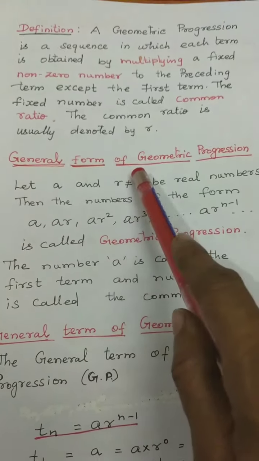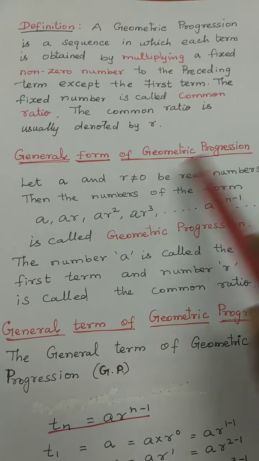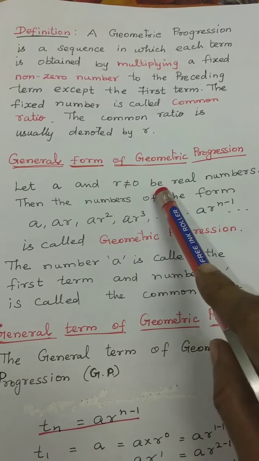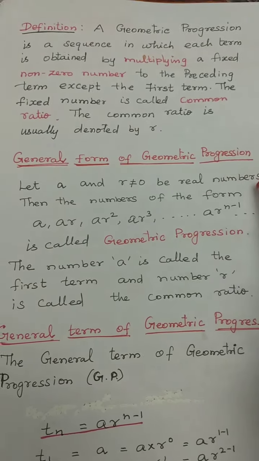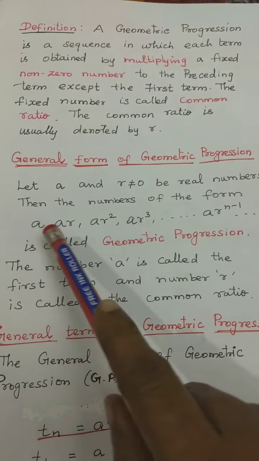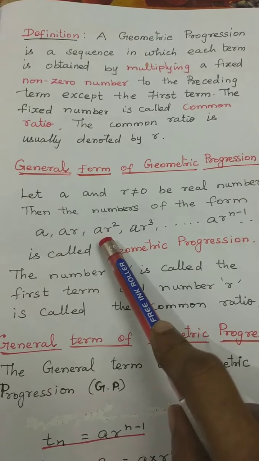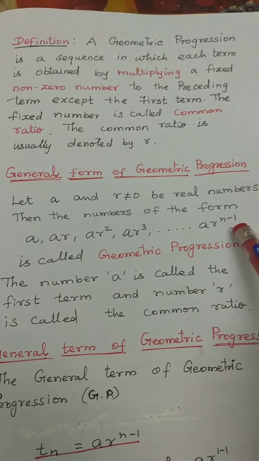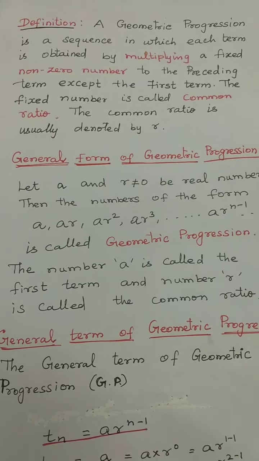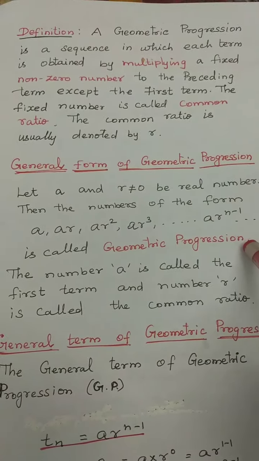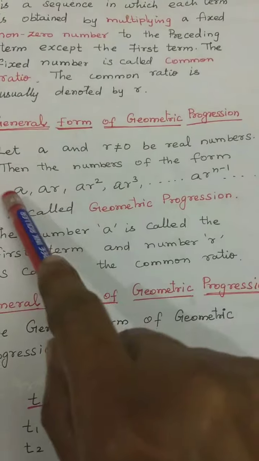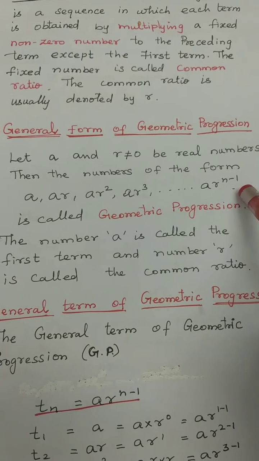Okay. The general form of geometric progression. Let a and r not equal to 0 be real numbers, then the numbers of the form a, ar, ar square, ar cube and so on, ar power n minus 1, is called the geometric progression. Here, this is the general form of geometric progression.